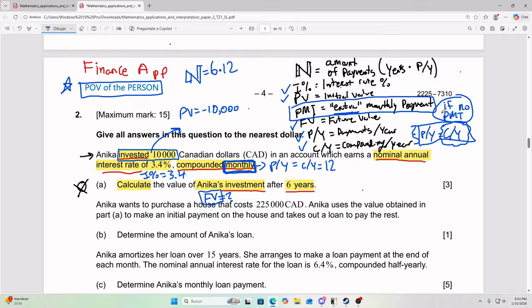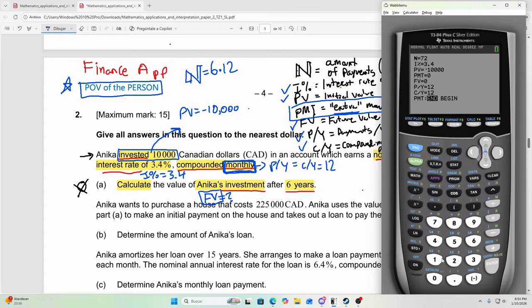And in this case, because there's no PMT, we're going to leave PY as CY. So 12 equals 12. That means we need to discover what FV is. Now, the finance app is not like other functions where you press enter and you get the answer. What you actually have to do is tell the calculator, with all these numbers I plugged in, what should FV be? You're telling it to solve for FV.